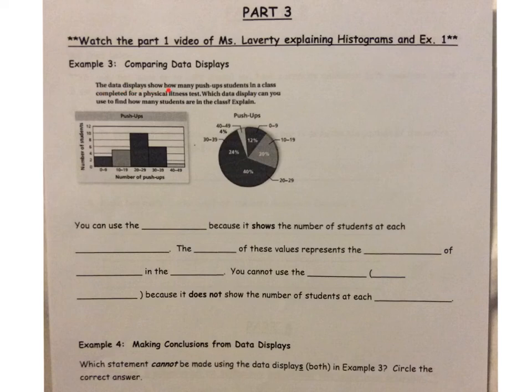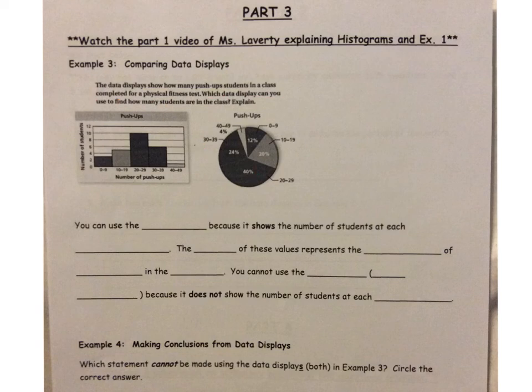The data displays show how many push-ups students in a class completed for a physical fitness test. Which data display can you use to find how many students are in the class? Explain. Okay, let's take a look at what we have here. I've got a histogram, and I've got what is called a circle graph or a pie graph. You may know it a little bit more commonly as a pie chart. We're getting pretty used to understanding histograms.